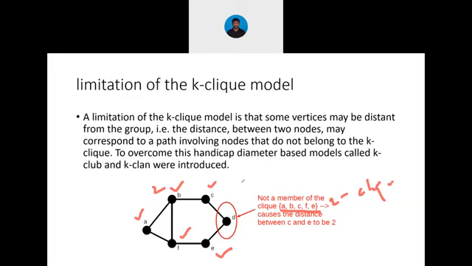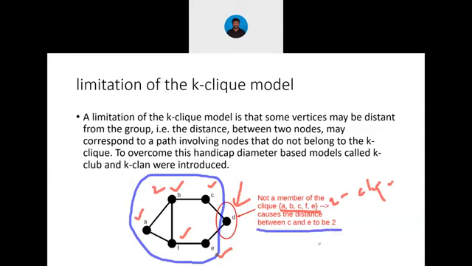I'm ignoring here the D node because it is a 2-clique. A, B, C, F, E is my subgraph. I'm ignoring D here. So you consider that D is not a member of the clique A, B, C, F, E, which causes the distance between C and E to be 2, right? For reaching E from C, it has to pass through D, but it is not included here in this clique.